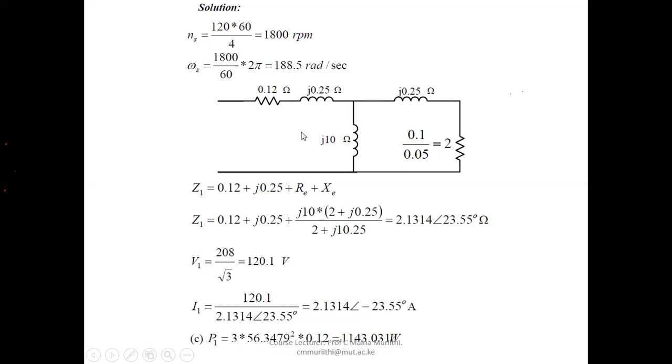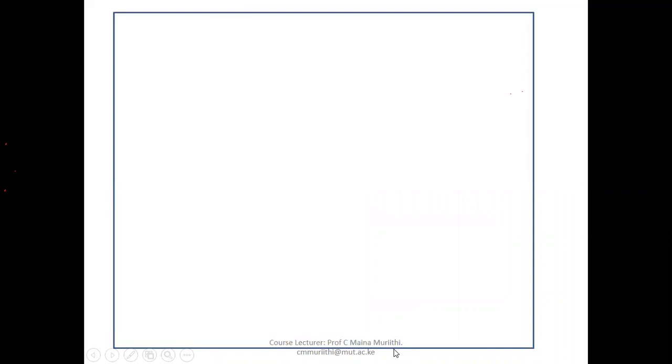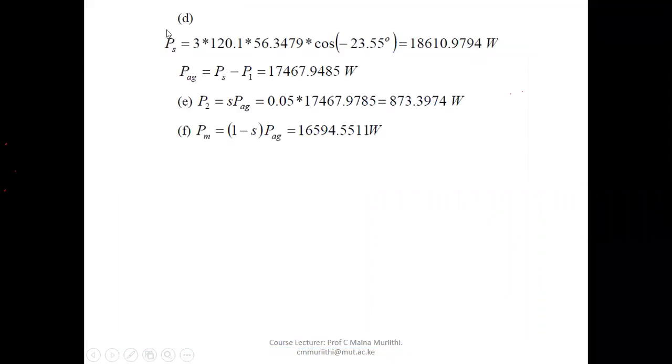So then part 1, we can get the power associated with the stator losses as the current squared multiplied by the resistance, and since there are 3 phases, we multiply by 3, so we get 11.43.03. Then next is to get the power associated on the stator side.